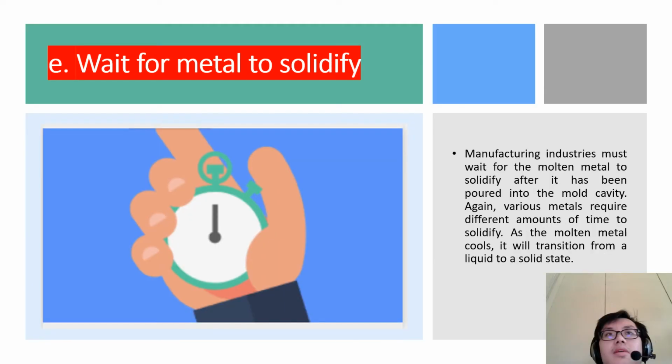The next step is to wait for the metal to solidify. The manufacturing industry must wait for the molten metals to solidify after they have been poured into the mold cavities. Again, various metals require different amounts of time to solidify. As the molten metal cools, it will transition from a liquid to a solid state.